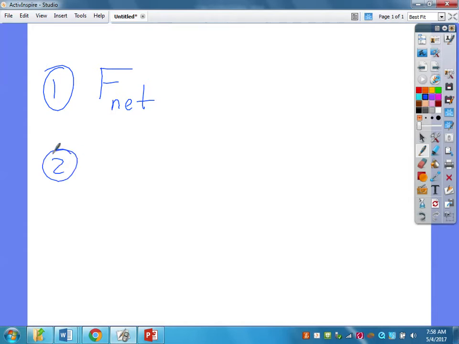And then two, I'm going to quickly again go over the idea of the third law problems. What do we mean by Newton's third law? How does it work?